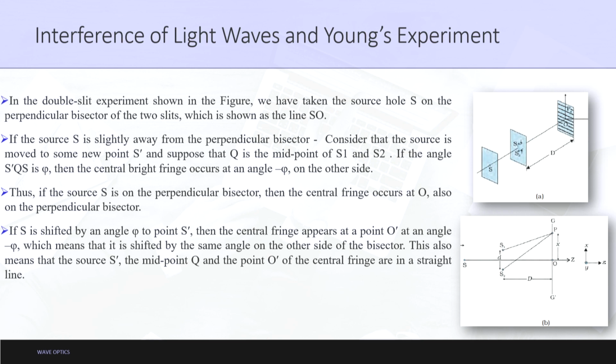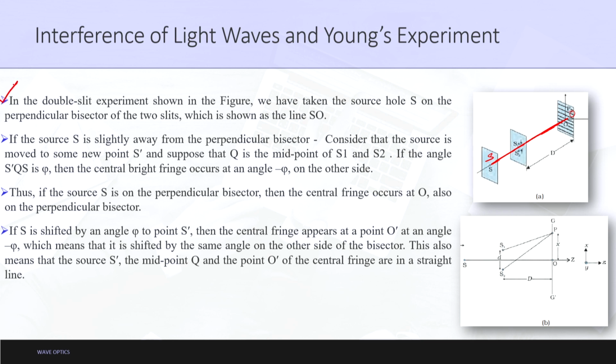In the double slit experiment, why is it called the double slit experiment? Because two slits are being used here. In the double slit experiment shown in the figure, we have taken the source hole S. What does this source hole mean? That only a single source of light is coming from this portion here, on the perpendicular bisector of the two slits, which is shown as the line SO. This is the line SO being talked about here.